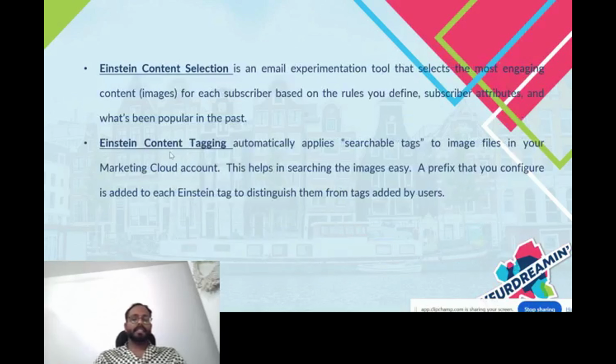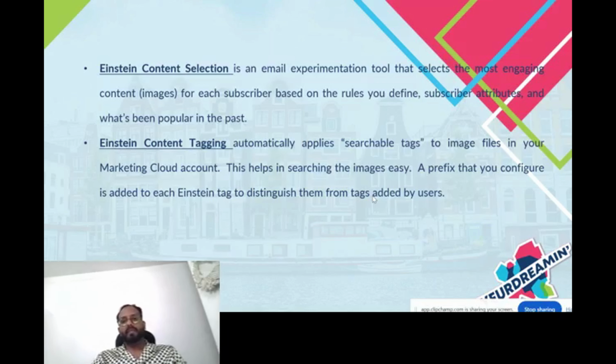Next is Einstein content selection. Basically, don't you think if we have, suppose, 10 or 15 audiences, then based on their preferences and their engagement, the content, the images, the subject line or pre-header should vary, right? Einstein content selection is such a feature which enables highly personalized email based on the subscriber's interest.